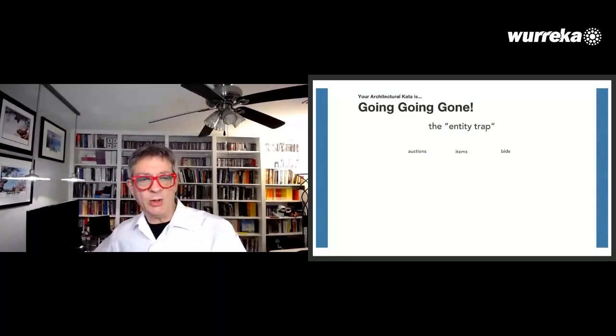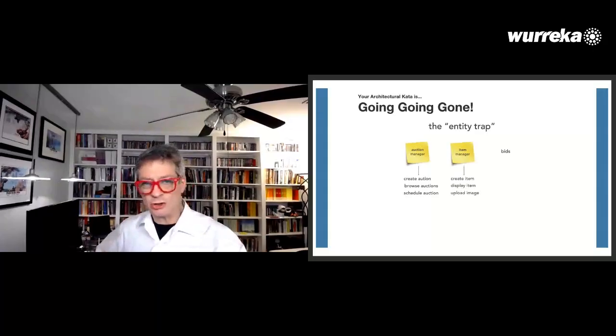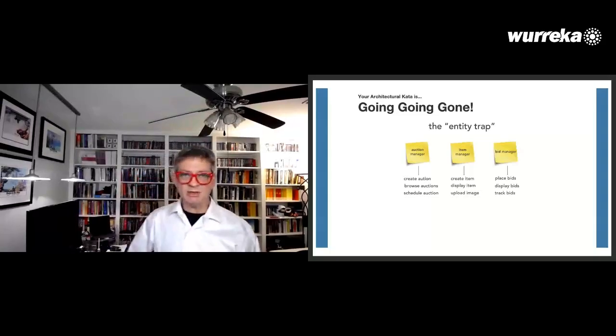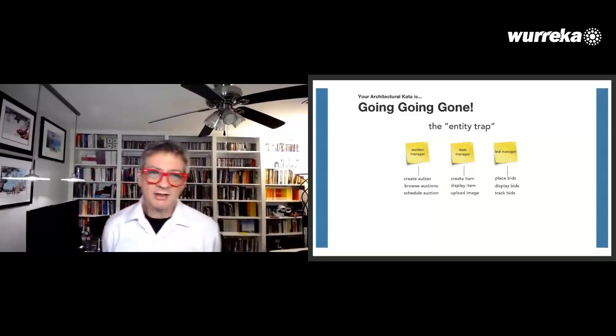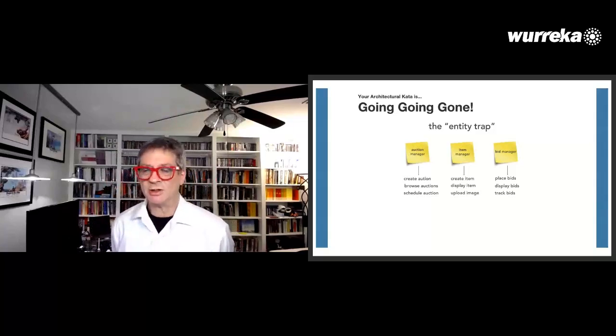So one of the things you might notice here is that, okay, we have auctions. Well, we could create an auction manager component that creates auctions, browses auctions, and schedules auctions. Oh, there's a typo there. That should be auction, not autumn. Item manager, because we have items, that would create items, display items, and upload images. And bid manager, which places bids, displays bids, and tracks bids. Do you notice anything common about these names? Well, they're all just some entity manager.